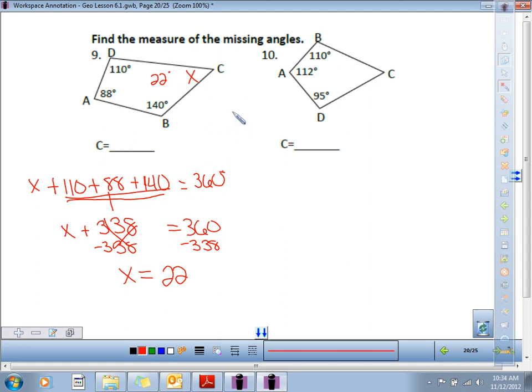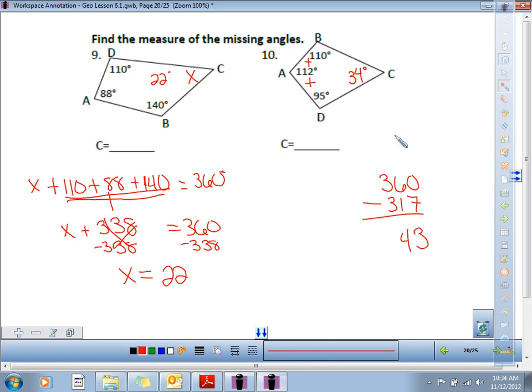Again, what you're saying, do we have to show all that work? No, you don't, because just like last class, all you have to do is add all three of those up, take that number, and subtract it from 360. Okay, so let's go ahead and do that on number 10. We're going to take 110 plus 112 plus 95. We're going to add those three up. I got 317. And then we're going to subtract that from 360, and we should get 43. So this missing angle over here is 43 degrees.